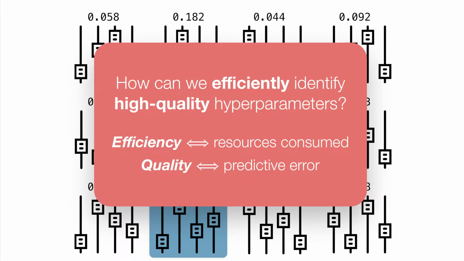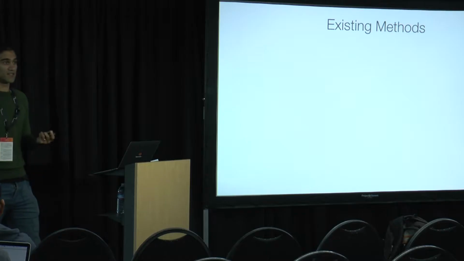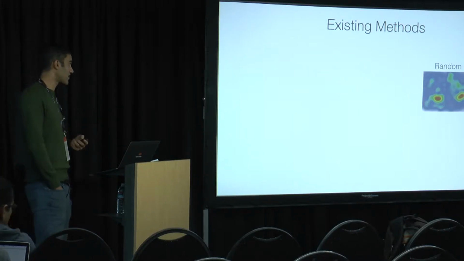So the problem that we're looking at and that we studied was how can we efficiently identify high quality hyperparameters. By efficiency, that means resources consumed, and really that just means how long it takes or how many machine resources we need to go through this search process. And then in terms of quality, we want to find a model with low predictive error. All right, so what do people currently do today? So what was the state of the art before we started working on this stuff?